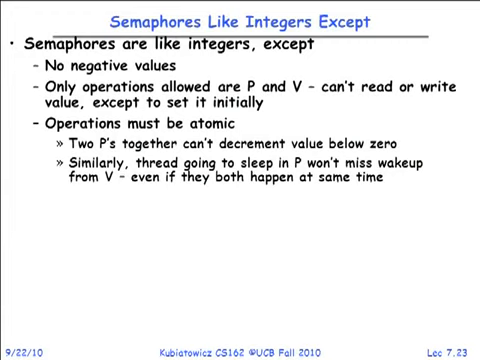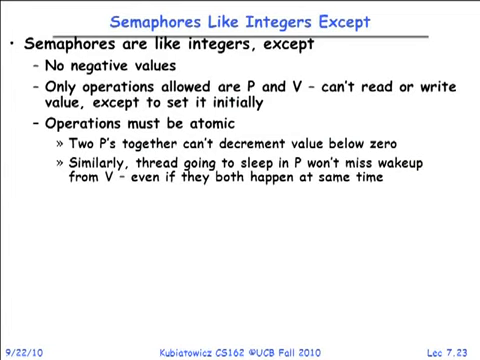So it won't be the case that you do a P operation, it sees that it's 0, you're about to go to sleep, somebody executes V, and then you go to sleep with the value equal to 1. That will never happen. Okay, so P and V operations are truly atomic with respect to each other. They happen in some order. Okay? Is that clear to everybody?